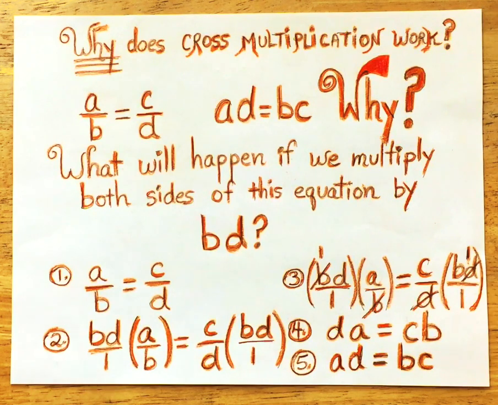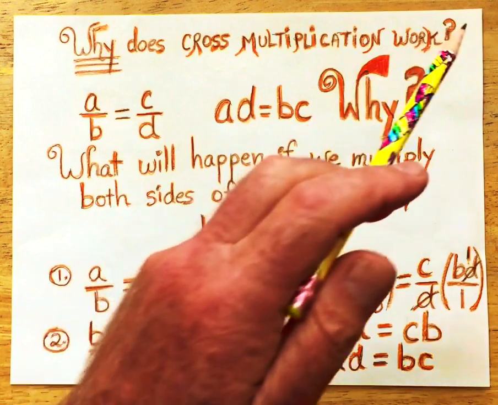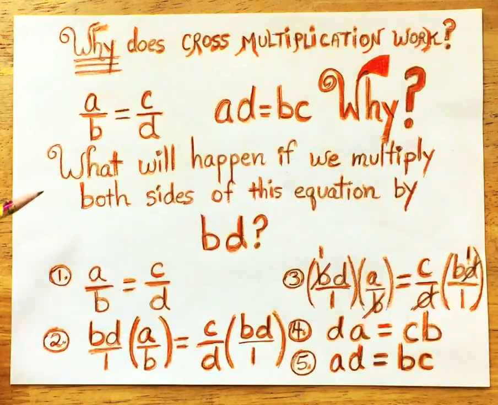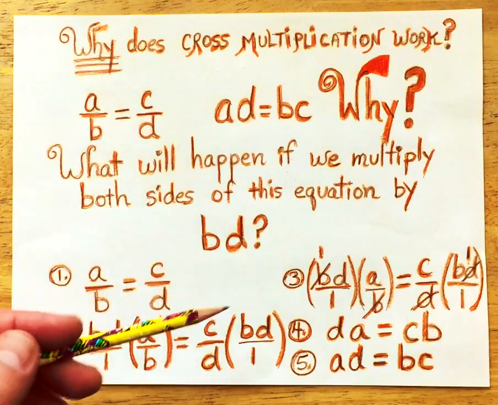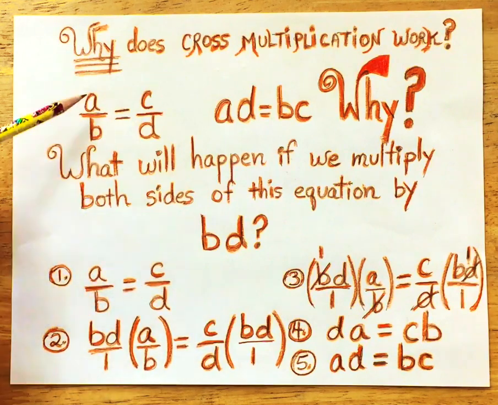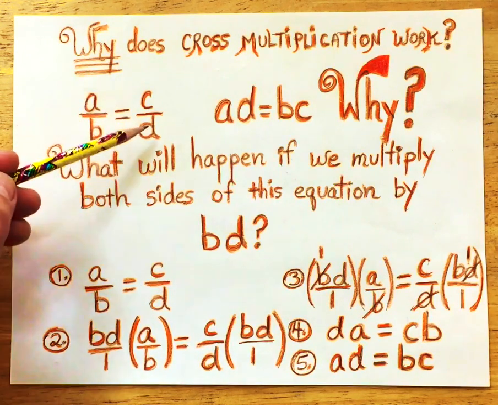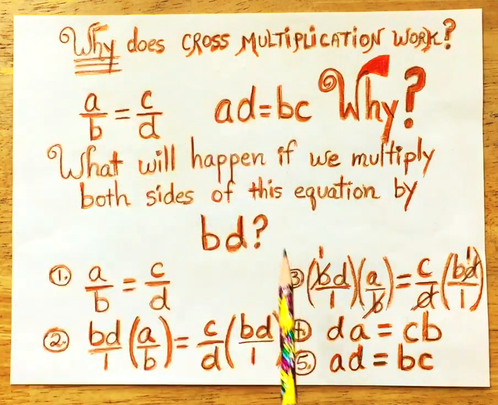And our question is, why does cross multiplication work? Here we have a proportion, A divided by B equals C divided by D. And we've learned to solve such proportions by cross multiplying, which gives us A times D equals B times C. But why does cross multiplication work?